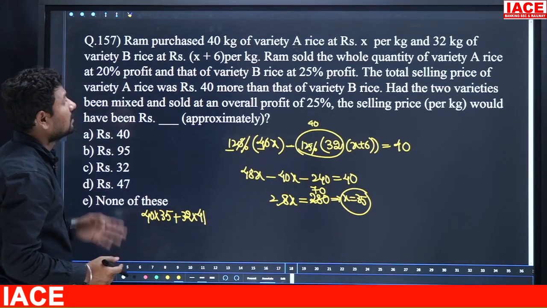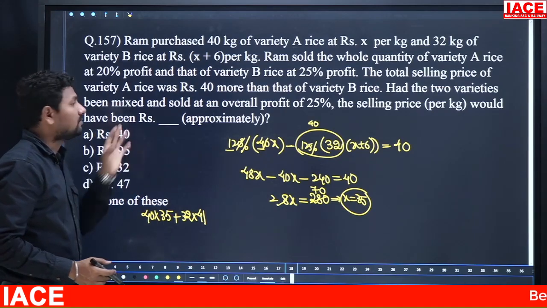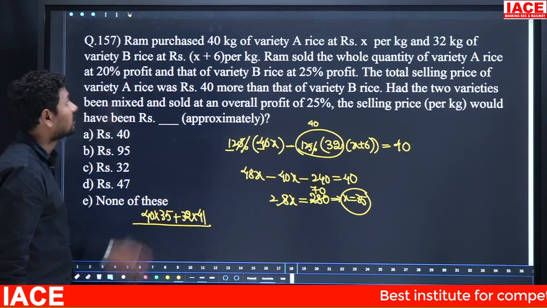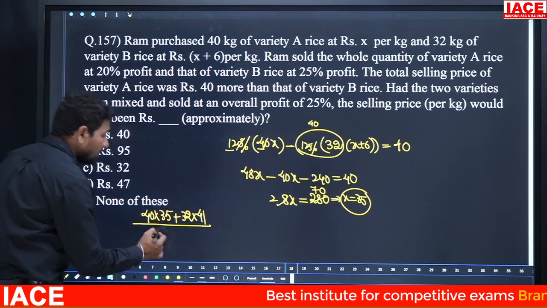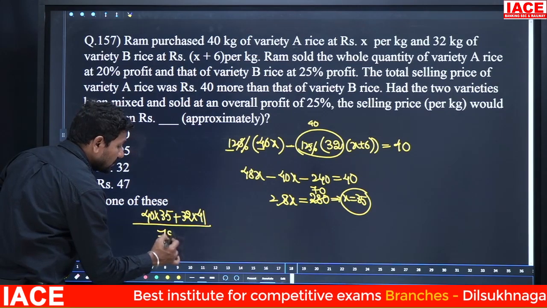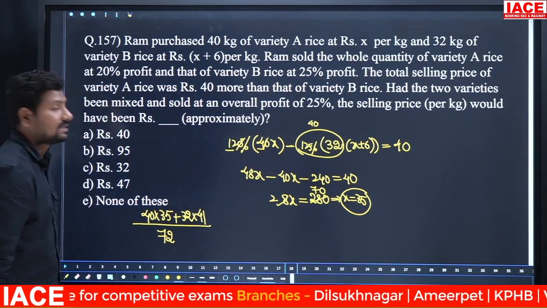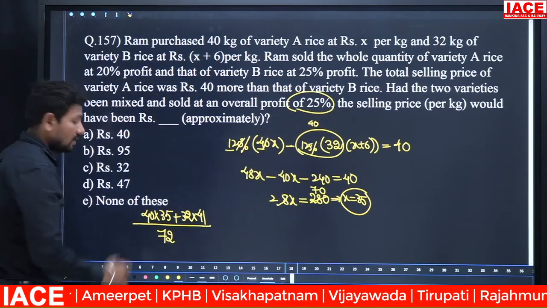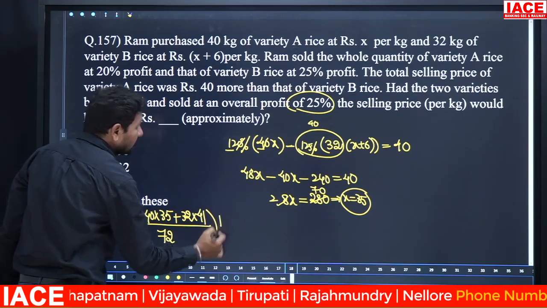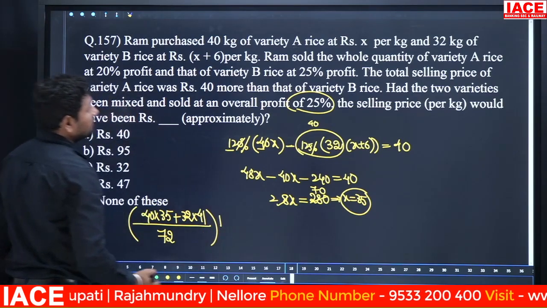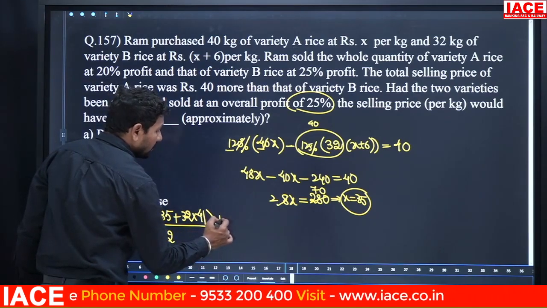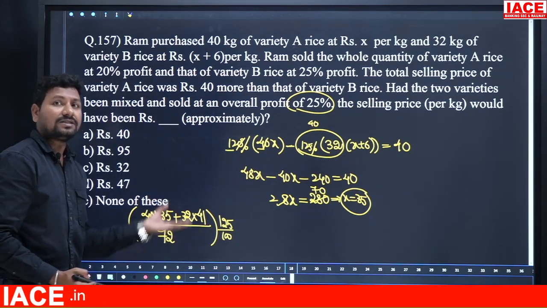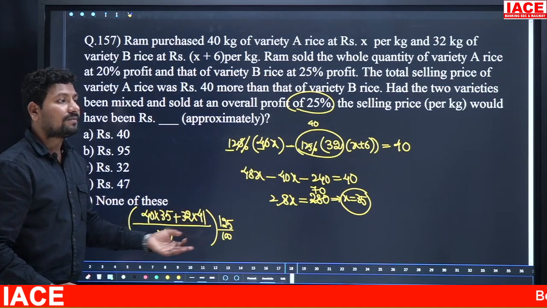Here, the selling price per kg is how much? Per kg is required. First 40 kgs, next 32 kgs, it becomes 72 kgs. In this, he needs a total profit of how much percentage? 25 percentage. 25 percentage profit means 125 by 100, with the original value being 100 percentage. So a 25 percentage profit means it is 125 by 100.